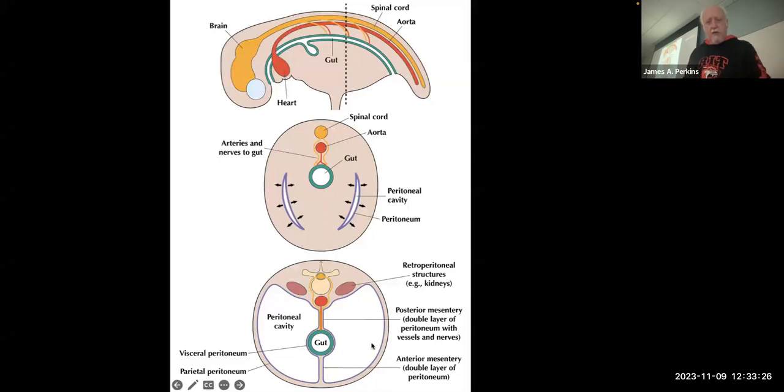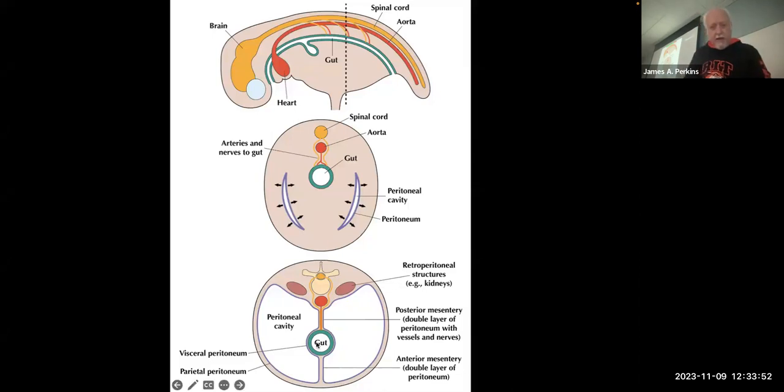And just like we saw in the thorax, that membrane, that peritoneum, continues to line the inside of that cavity. Some of that peritoneum lines the inside of the abdominal wall, as well as the posterior abdominal wall, and we refer to that as parietal peritoneum, just like the parietal pleura in the thorax.